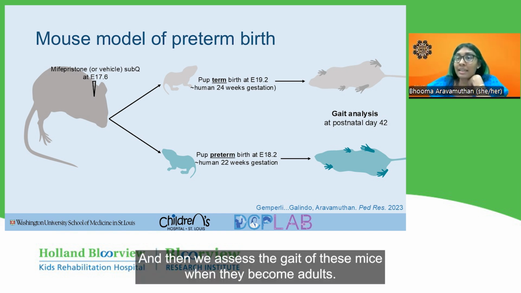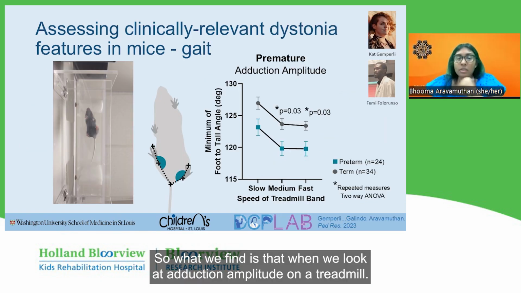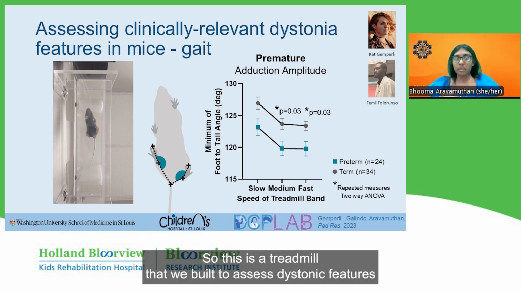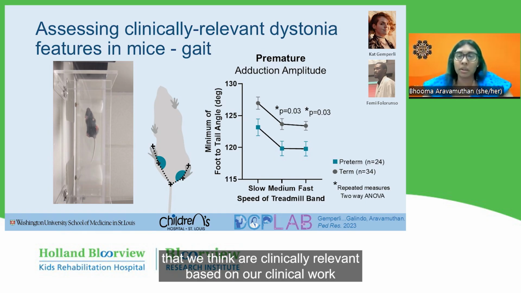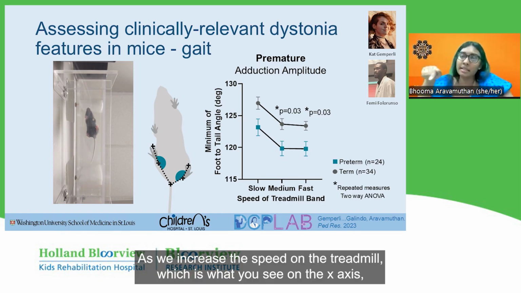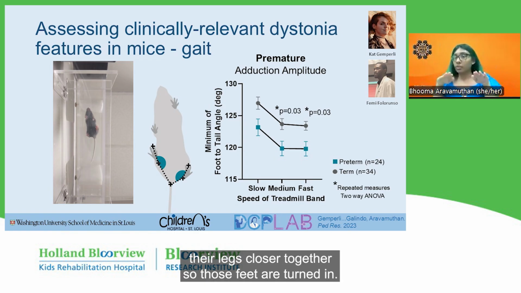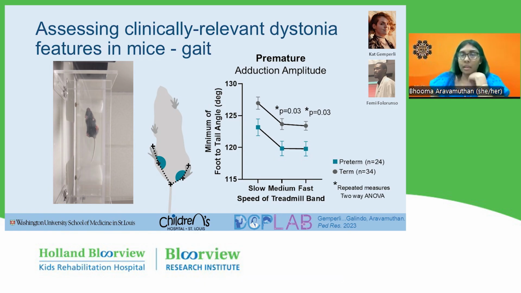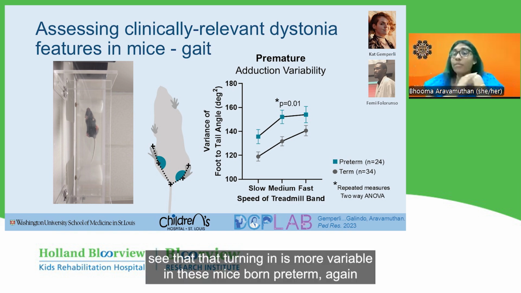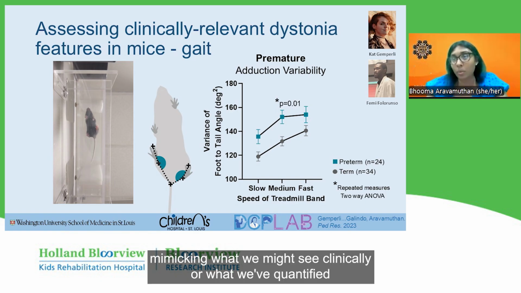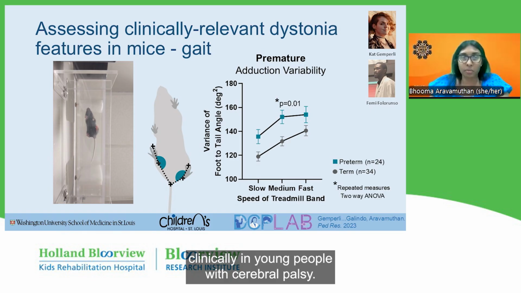And then we assess the gait of these mice when they become adults. What we find is that when we look at adduction amplitude on a treadmill, a treadmill that we built to assess dystonic features that we think are clinically relevant based on our clinical work, as we increase the speed on the treadmill, which is what you see on the x-axis, the mice that are born preterm, in teal, are holding their legs closer together. So those feet are turned in. We also see that that turning in is more variable in these mice born preterm, again mimicking what we have quantified clinically in young people with cerebral palsy.